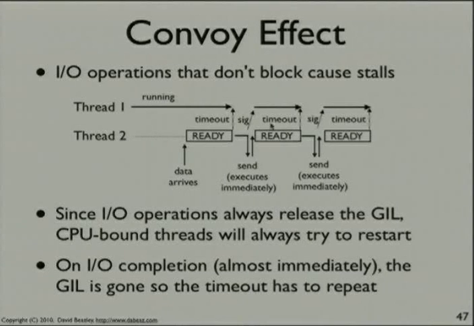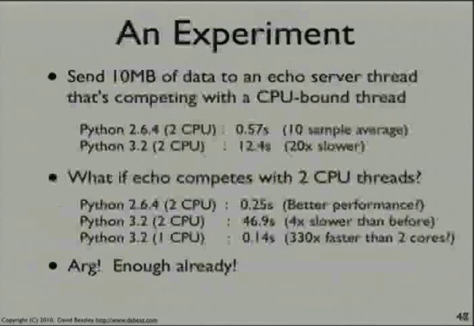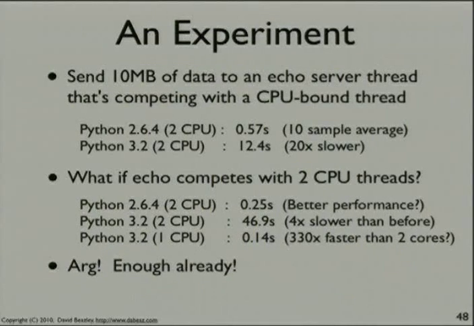The problem is that on multiple cores, you end up with something known as the Convoy Effect. Essentially, when you give up the GIL, the CPU-bound thread immediately steals the GIL away because there's another CPU core. And then all of a sudden you have to go back to the timeout. So you can end up with this weird convoying of I/O, and it does actually manifest itself.